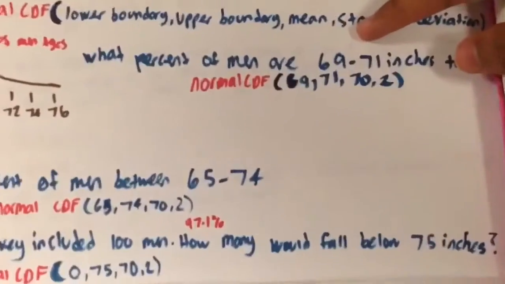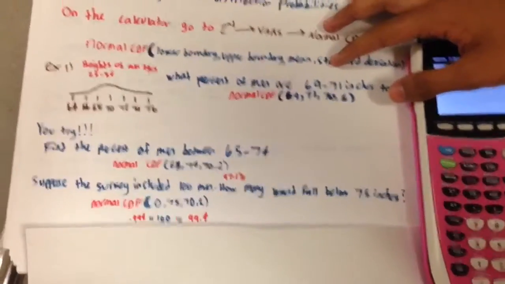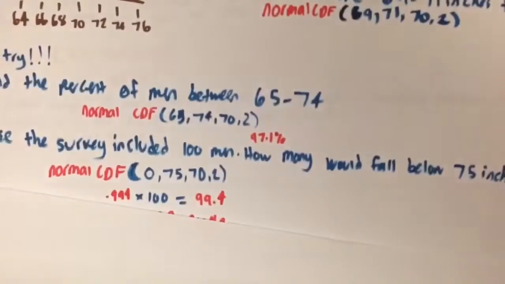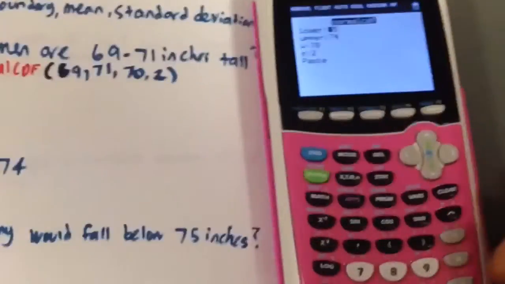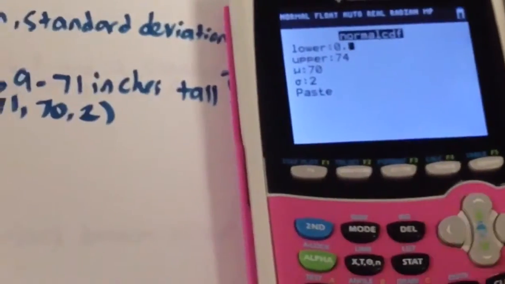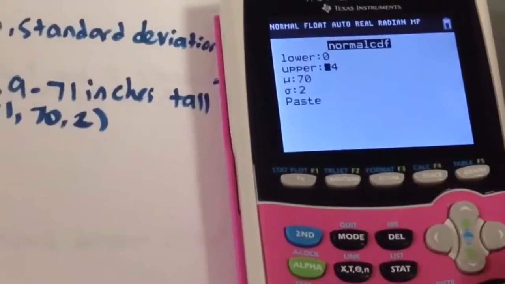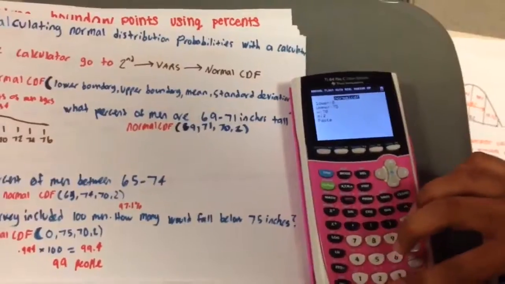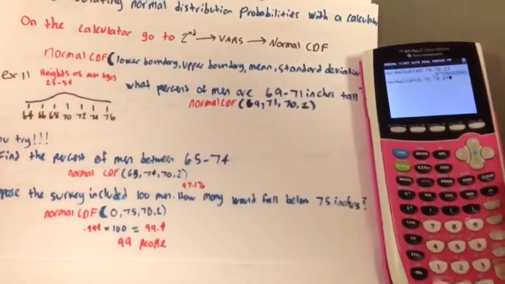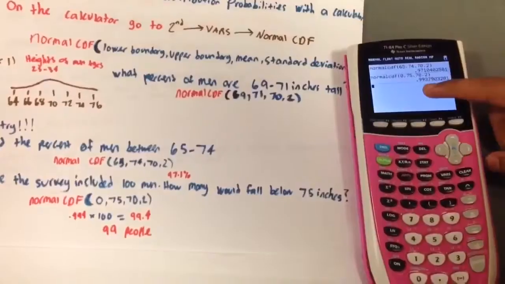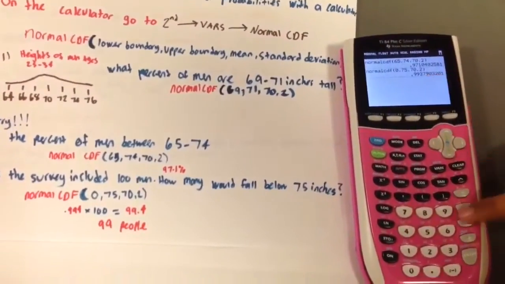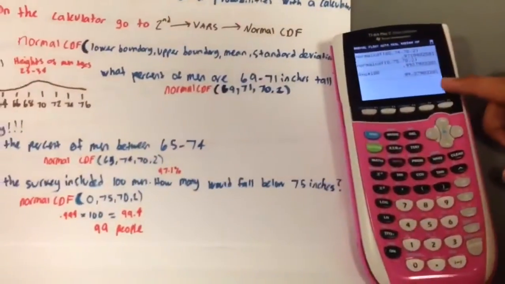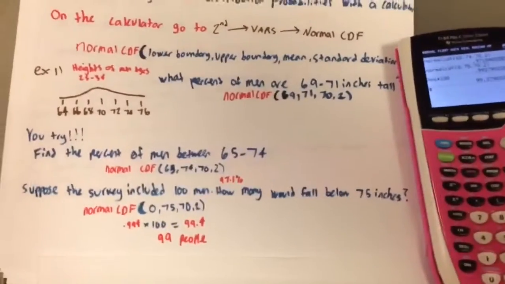Okay, so suppose a survey included 100 men. How many would fall below 75 inches? So we'll go to normal CDF again. So the lower bound would be 0. The upper bound would be 75. The mean would stay as 70, and the standard deviation would stay as 2. And we would get 0.9937, and then we multiply that by 100 since there's 100 people, and we get 99.37, which is 99 people.